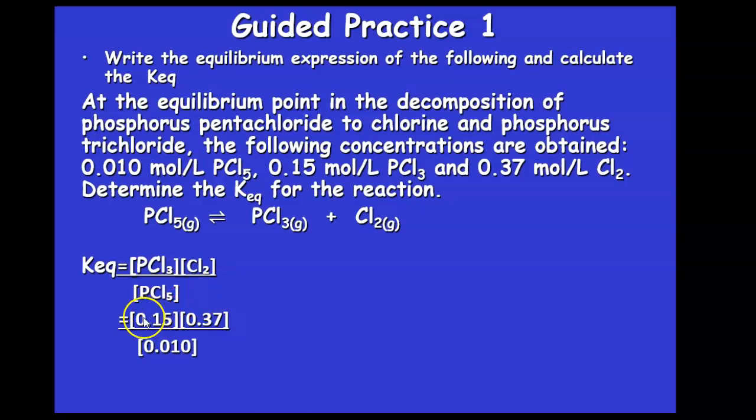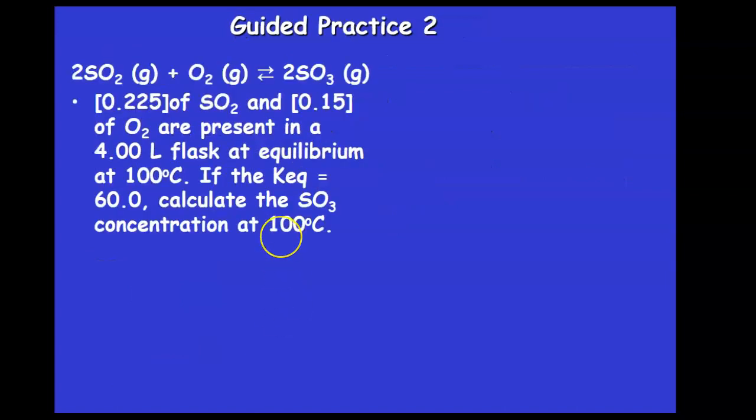So when you multiply 0.15 times 0.37 divided by 0.10, you will get 5.55. All right? All right, got it? Practice 2.